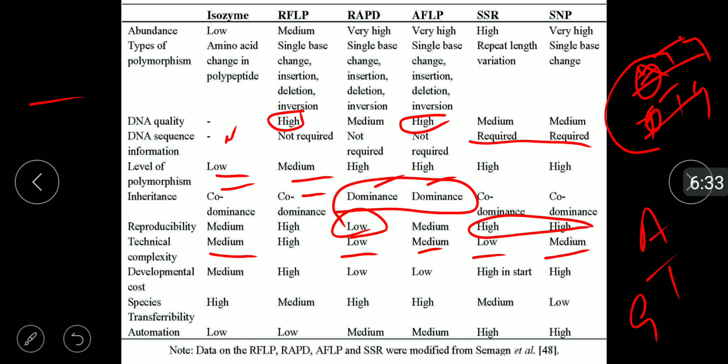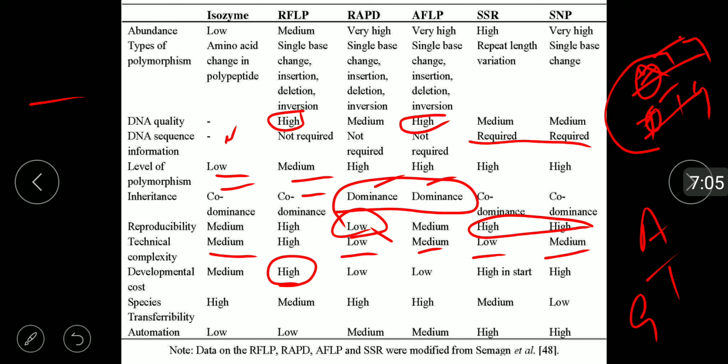Developmental cost: to develop these markers, isozymes require medium cost. RFLP requires high cost, and its high technical complexity also requires more. RAPD has very low reproducibility, low technical complexity, and low developmental cost. SSR is high because it requires next generation sequencing and sequence information, so technically it requires more money.